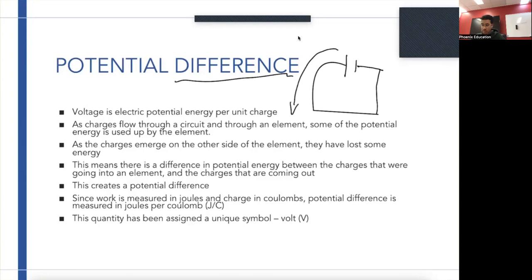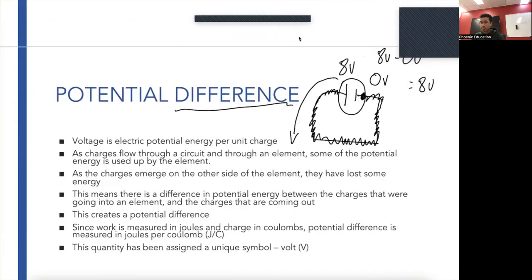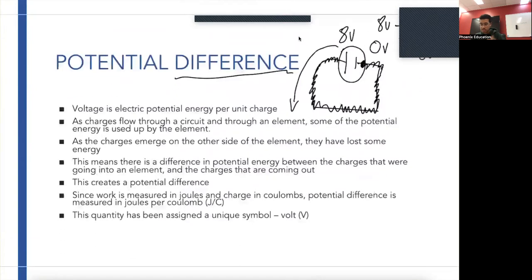So maybe at the start, this battery had 8 volts of energy. And as these electrons flow through, they're slowly losing energy, such that when they reach the other end, it's 0 volts of energy. So the potential difference of this battery would be 8 volts minus 0 volts, which will just give us 8 volts, okay? So remember, the potential difference is the change in energy, or the change in volts across the elements in the circuit, or how much energy the electrons or current lose in the circuit, okay?